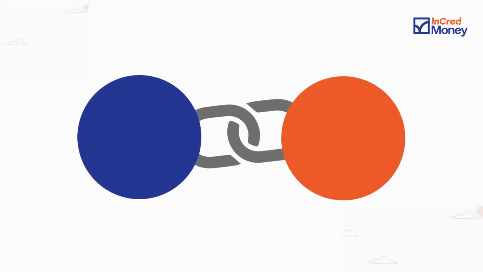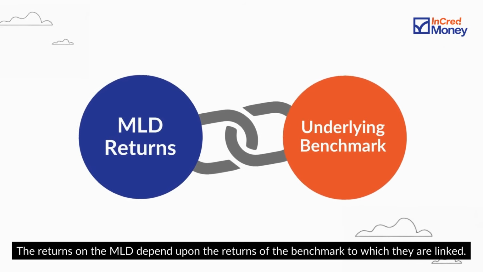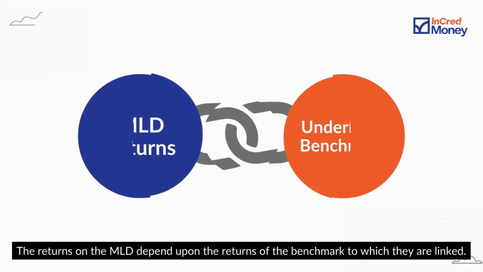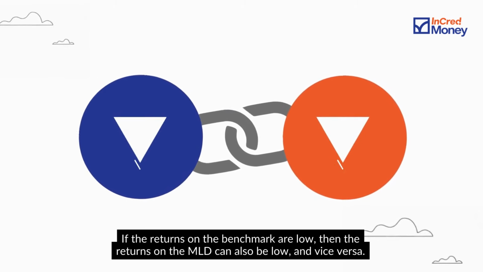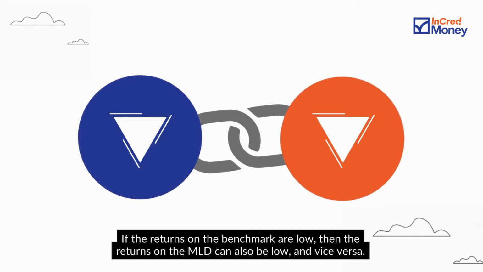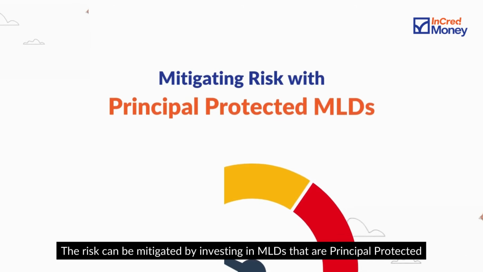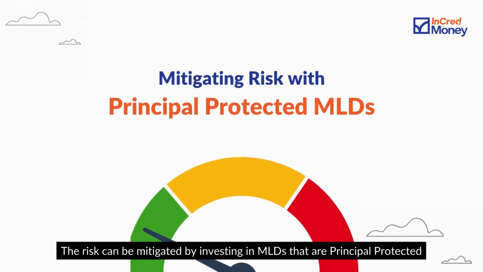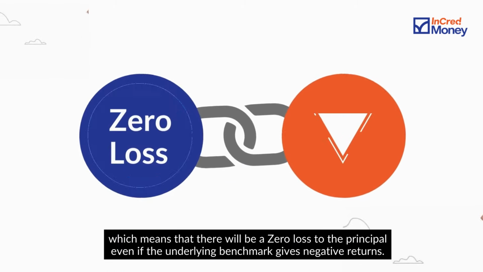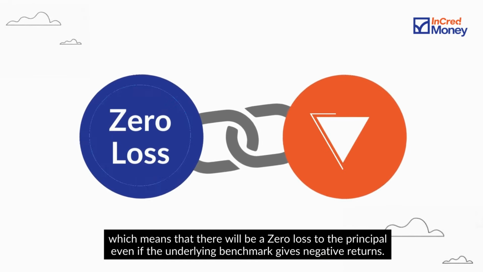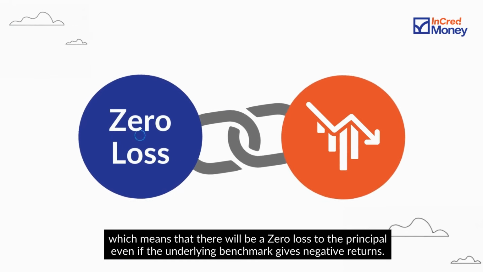Market risk. The returns on the MLD depend on the returns of the benchmark to which they are linked. If the returns on the benchmark are low, then the returns on the MLD can also be low and vice versa. The risk can be mitigated by investing in MLDs that are principal protected, which means that there will be a zero loss to the principal even if the underlying market benchmark gives negative returns.